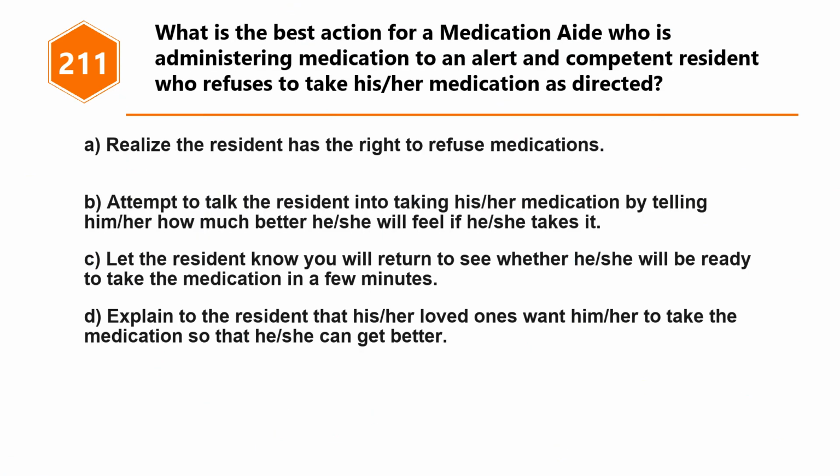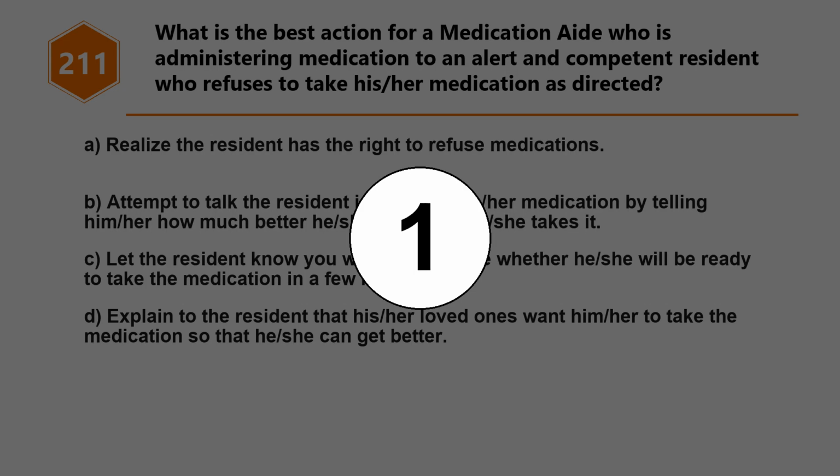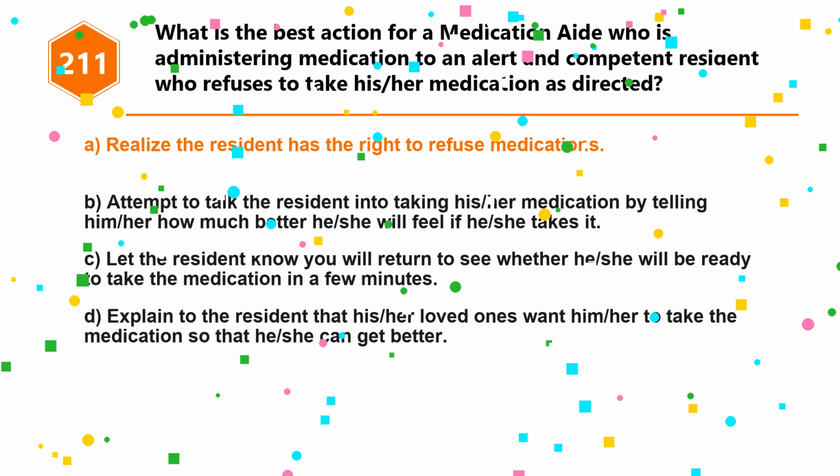Question 211. What is the best action for a medication aide who is administering medication to an alert and competent resident who refuses to take his/her medication as directed? Option A, realize the resident has the right to refuse medications. Option B, attempt to talk the resident into taking his/her medication by telling him/her how much better he/she will feel if he/she takes it. Option C, let the resident know you will return to see whether he/she will be ready to take the medication in a few minutes. Option D, explain to the resident that his/her loved ones want him/her to take the medication so that he/she can get better. The correct answer is option A, realize the resident has the right to refuse medications.